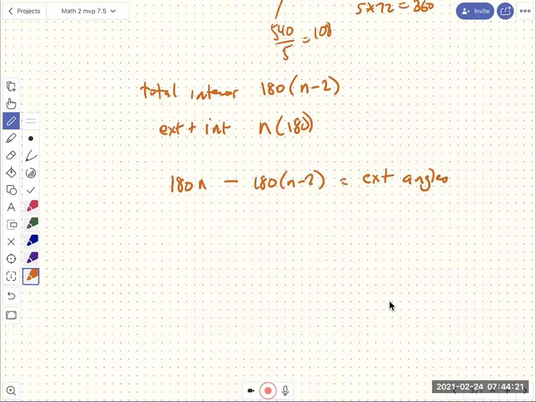And so when I do that, I get 180n minus 180n minus 360. But it's a minus of a minus, so I have to add that. These cancel out, and I get 360. And it's kind of a surprising result.